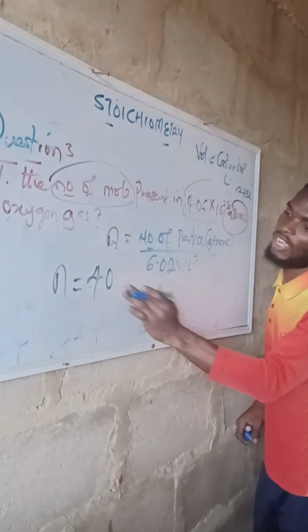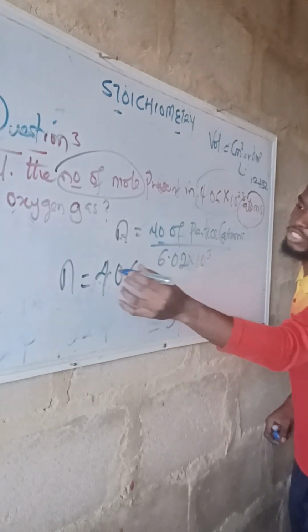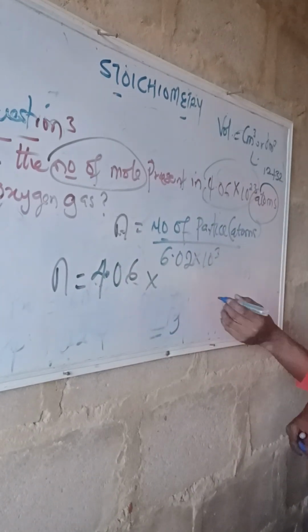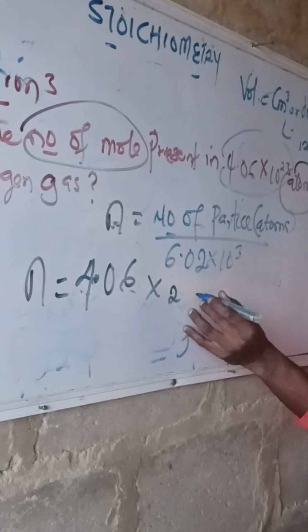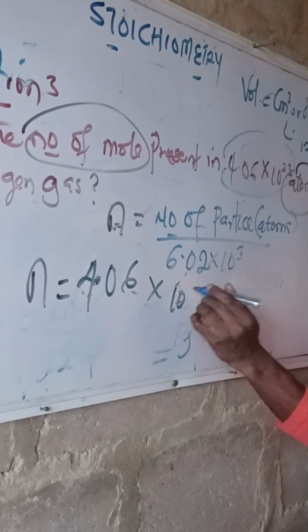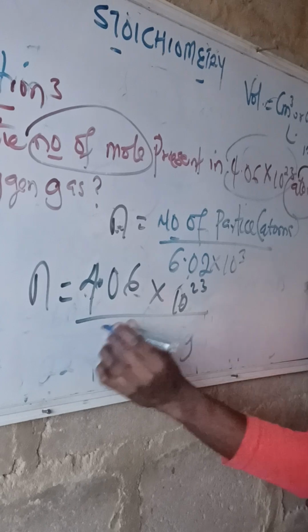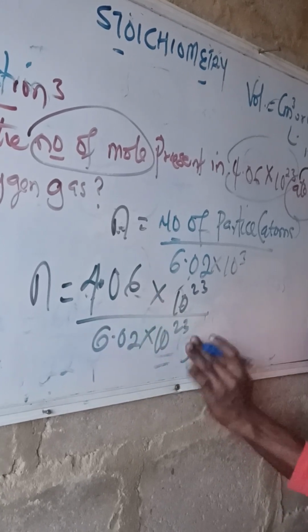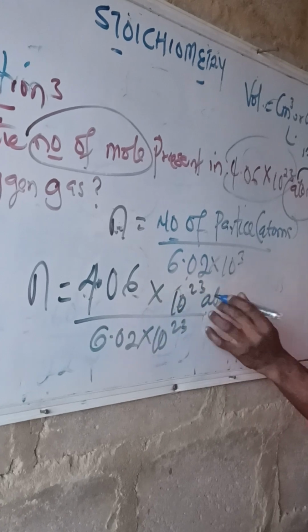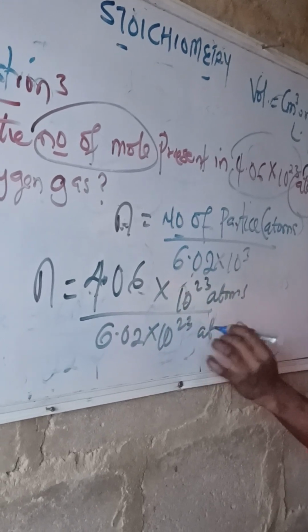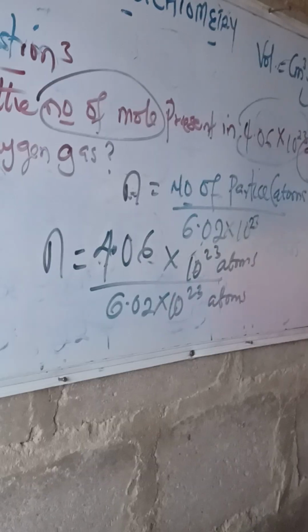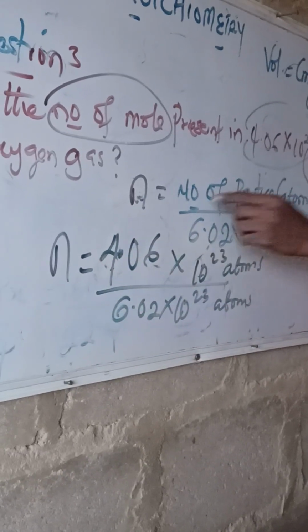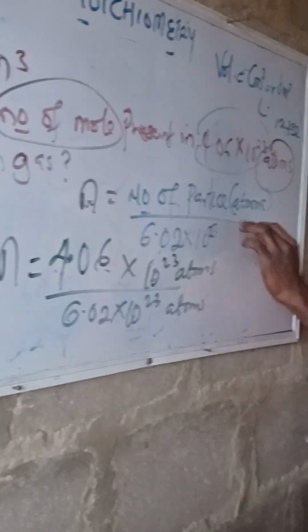4.06 times 10 raised to power 23, all upon 6.02 times 10 raised to power 23. Are we together? Atoms, and this is also atoms. Settles one. Numbers of particles, atoms, all upon Avogadro's constant. Just cram it.